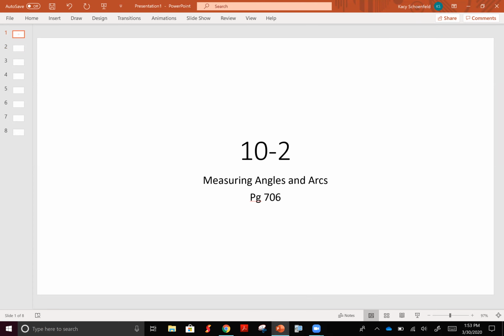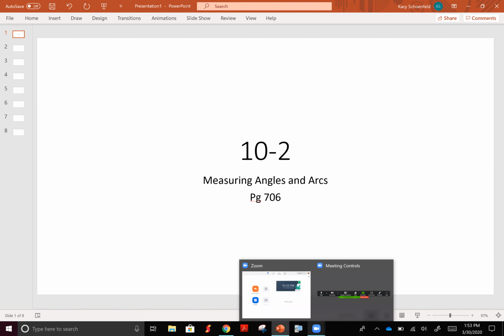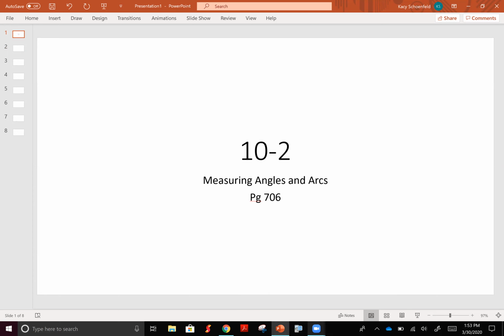We're going to do 10-2, measuring angles and arcs. This is on page 706 if you need it. All right, so for 10-2, we're going to do measuring angles and arcs.